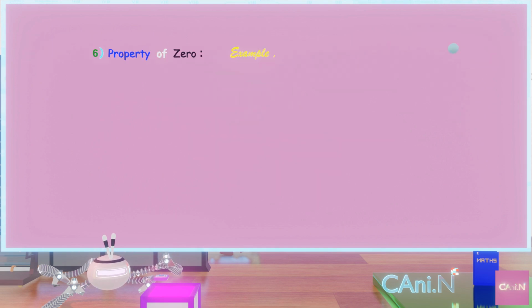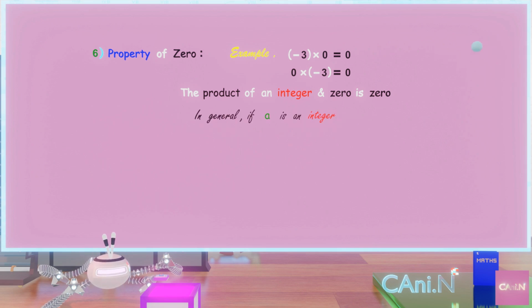Property of 0. Example. -3 into 0 equals 0. 0 into -3 equals 0. So, the product of an integer and 0 is 0. In general, if a is an integer, then a into 0 equals 0.